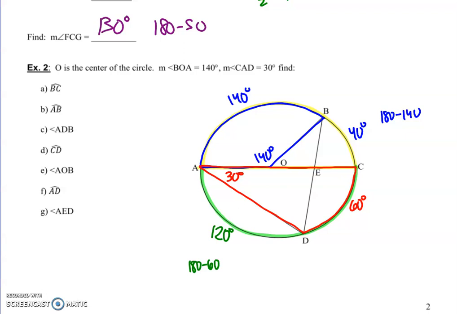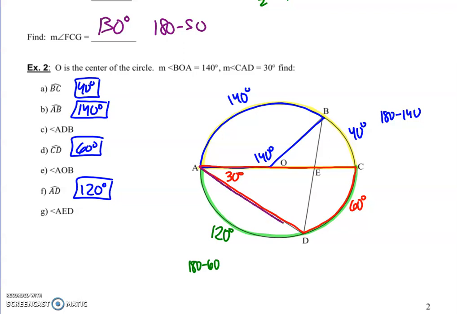All right, so now maybe I found some stuff in this problem. Arc BC, I just calculated, that's 40 degrees. I can put that in here. Arc AB, that's 140. Let's find all my arcs. Part D. Arc CD is 60 degrees. And F, arc AD is 120. Now angles. Angle ADB. Let me use a different color here. ADB, that's inscribed, but I've got to take half of 140 to get that.